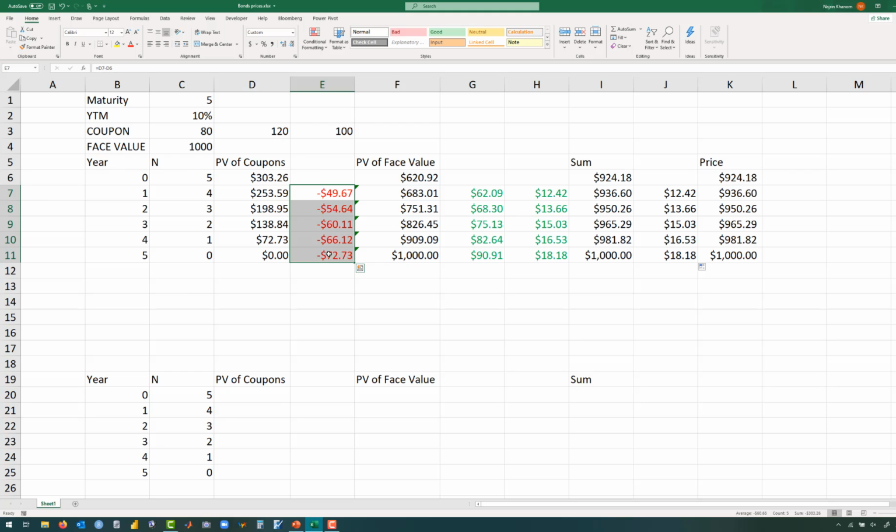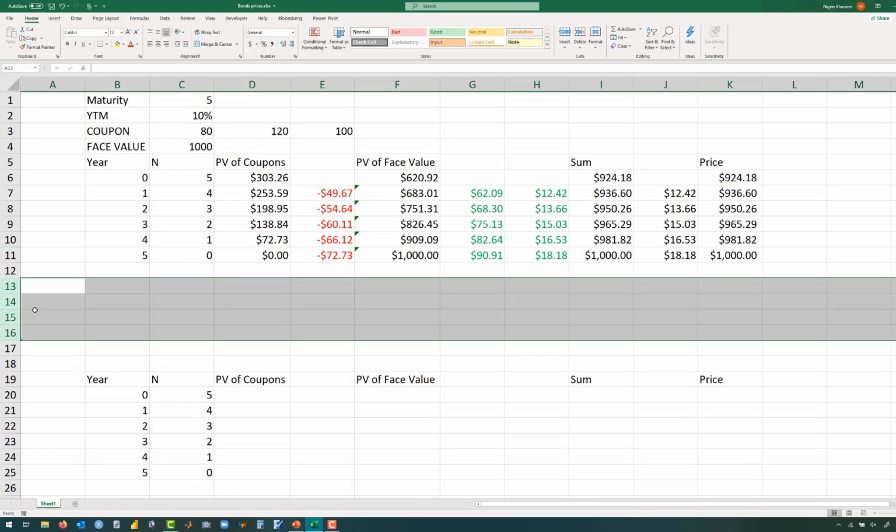Okay. Next, let's do the same thing for the valuation of a premium bond. So let's add the price there too. For a premium bond, say the coupon payments are 120, so that's a coupon interest rate of 12%, while the yield to maturity is 10%. So this is a premium bond because the coupon interest that you're receiving is greater than the yield, or greater than the market interest.